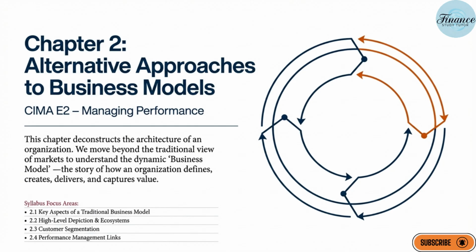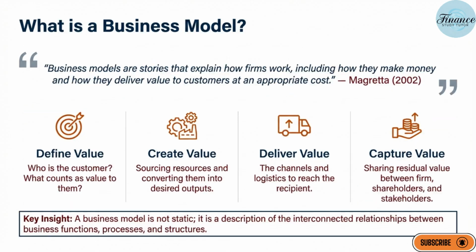Well, it's really tempting to think a business model is just how we make money. Right, the bottom line. Yeah, and you see that a lot in bad management. They confuse the whole model with just the revenue stream. But the sources are very, very specific here. A business model is a story. It's the story of how an organization defines, creates, delivers, and captures value. Defines, creates, delivers, captures. Okay, that's the mantra for this session.